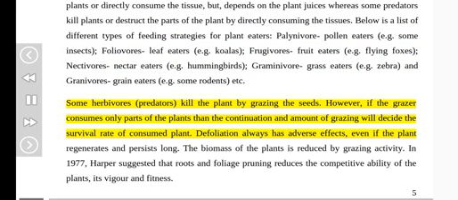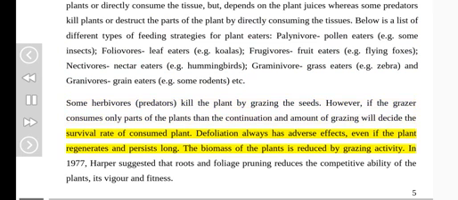Some herbivore predators kill the plant by grazing the seeds. However, if the grazer consumes only parts of the plants, then the continuation and amount of grazing will decide the survival rate of the consumed plant. Defoliation always has adverse effects, even if the plant regenerates and persists long. The biomass of the plants is reduced by grazing activity. In 1977, Harper suggested that roots and foliage pruning reduces the competitive ability of the plants, their vigor and fitness.